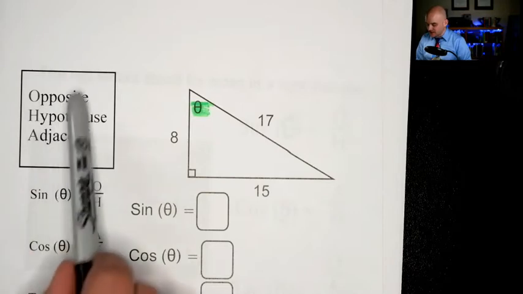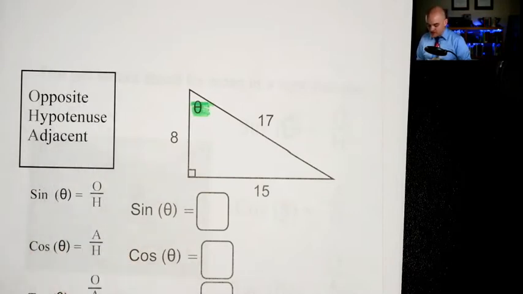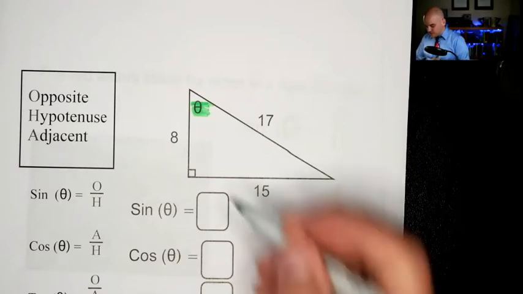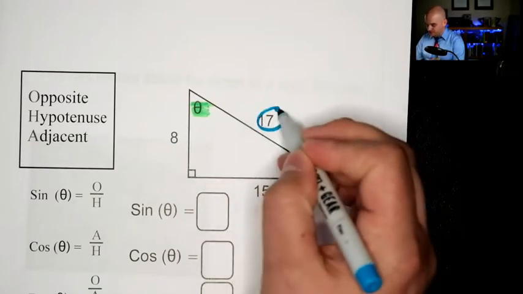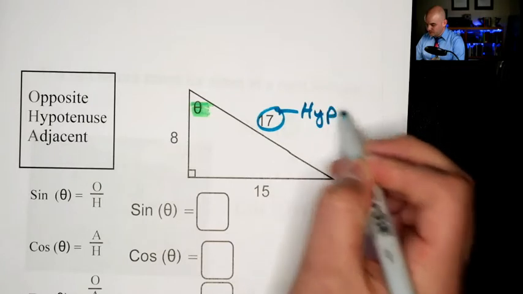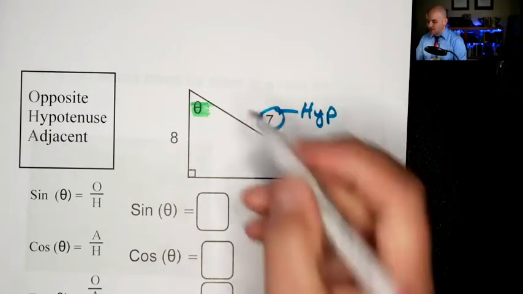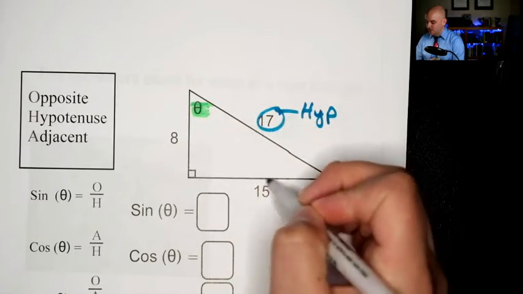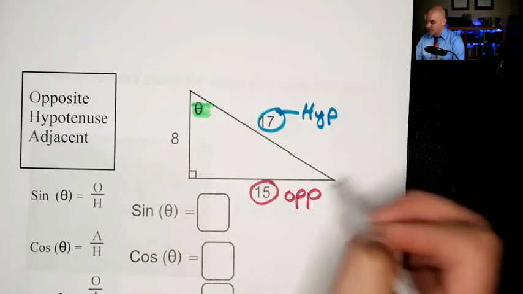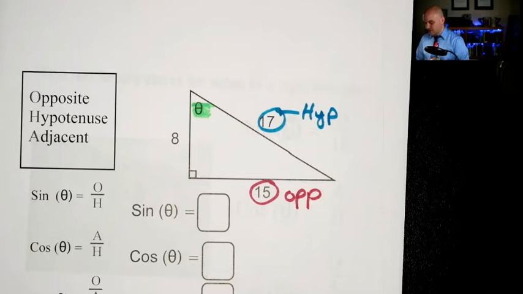Well, let's again identify these sides. I'm going to start by saying, where is the hypotenuse? The hypotenuse is across from the 90. And then where is the opposite side? The opposite side is across from theta. And then lastly, where is the adjacent side? The adjacent is what is left over.